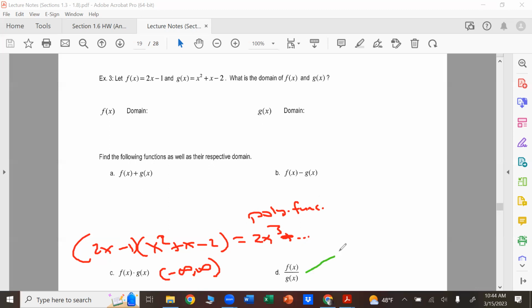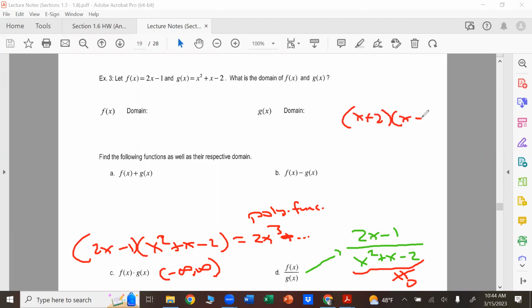Now, this one's going to be interesting, though. f of x again 2x minus 1, the bottom is going to be x squared plus x minus 2. Now, the bottom does have x in it. The bottom cannot equal 0, right? So if I were to factor it, I get x plus 2 times x minus 1. So x cannot equal -2, nor could x equal 1. Those are not okay. That cannot happen.